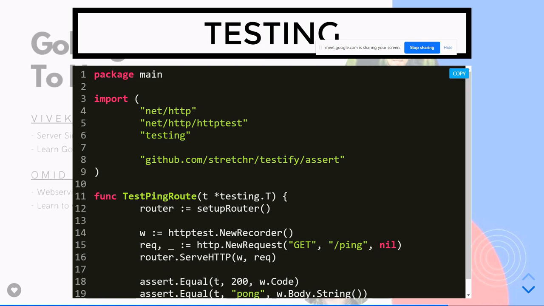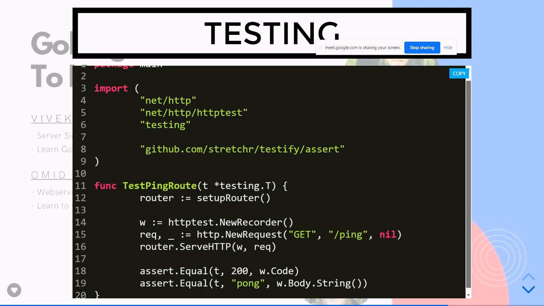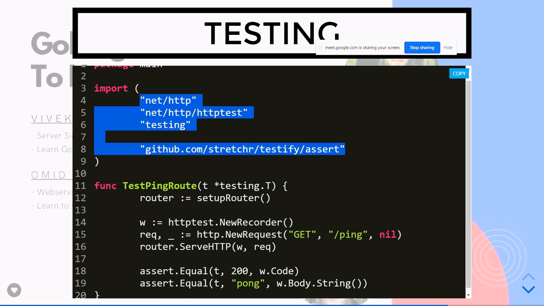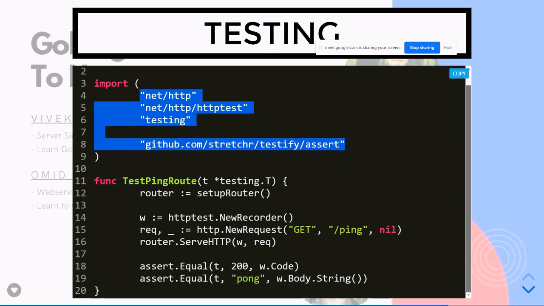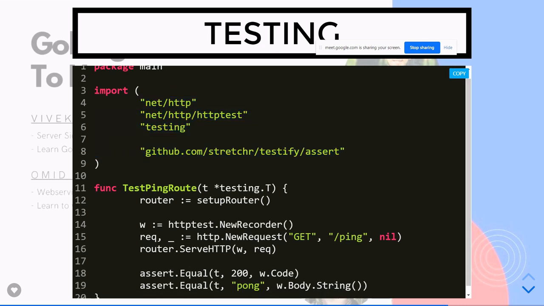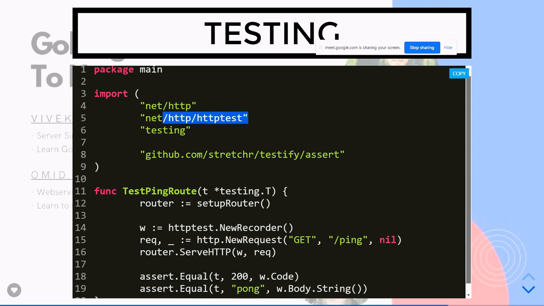Testing. This is our last thing. Testing is very important. So how we can do testing? Suppose you have created a Go file, a Go server. So how you can test it? So here is a basic example of testing. You need to import a few modules like assert module, testing module, and net/http, which is a default Golang HTTP server module, and net/http/httptest module. These are the few modules which you need to import.